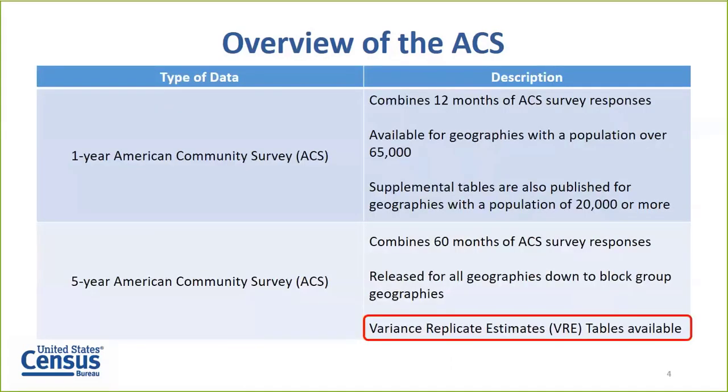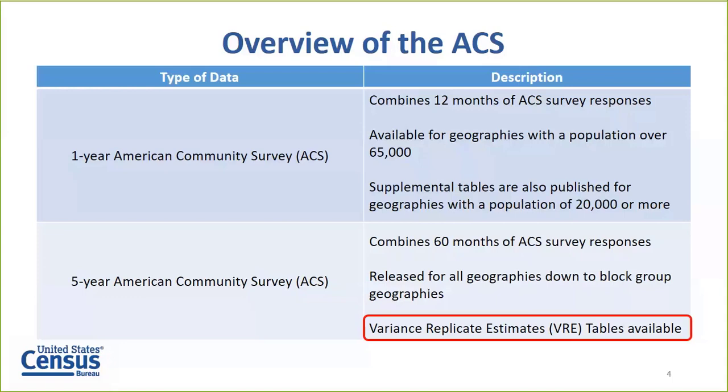The ACS sends out surveys to households throughout the year in order to produce our well-known 1-year and 5-year data products. 12 months of survey responses are aggregated together to form the 1-year ACS estimates, which are available for geographic areas with a population of 65,000 or more. These estimates are published on data.census.gov in the form of detailed tables as well as many other data products such as data profiles. The 5-year ACS estimates are created from 60 months worth of responses and are available for geographic areas of all sizes down to the block group level.